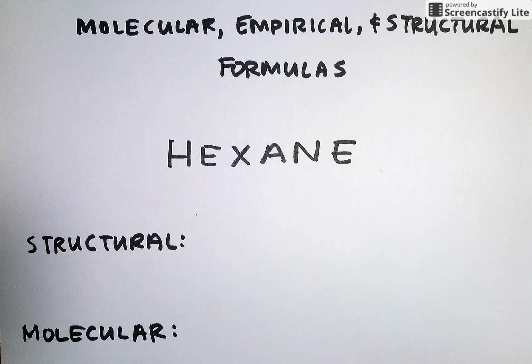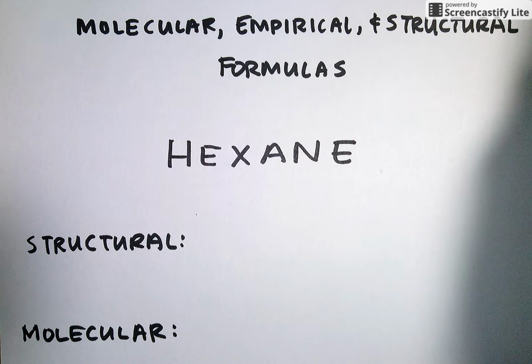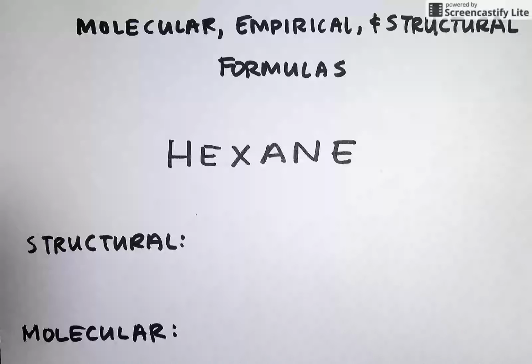Hi everyone, this video is going to take a look at the three different types of formulas that we can use to describe organic compounds. There's lots of terminology that you're going to see in regards to formulas. A lot of times you'll see references to molecular, empirical, and structural formulas. These are three ways that we can essentially describe different types of molecules.